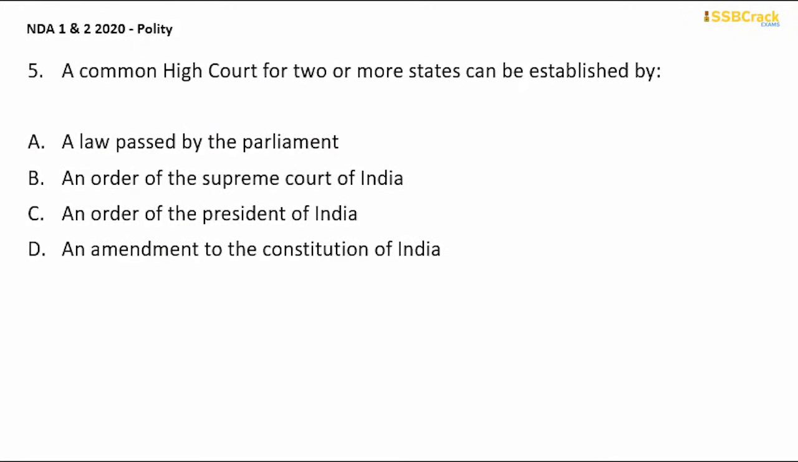Next question is, a common high court for two or more states can be established by. As we know, in India, a common high court can be established for two or more states, right? So it can be established by which of the following? A. A law passed by Parliament, B. An order of the Supreme Court of India, C. An order of the President of India, and D. An amendment to the Constitution. So the correct answer is a law passed by Parliament.